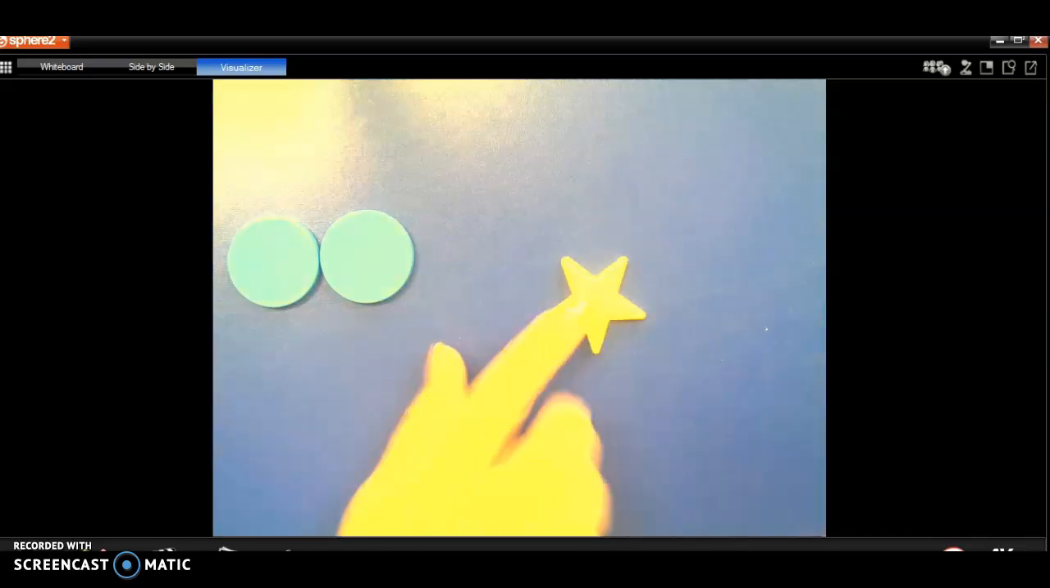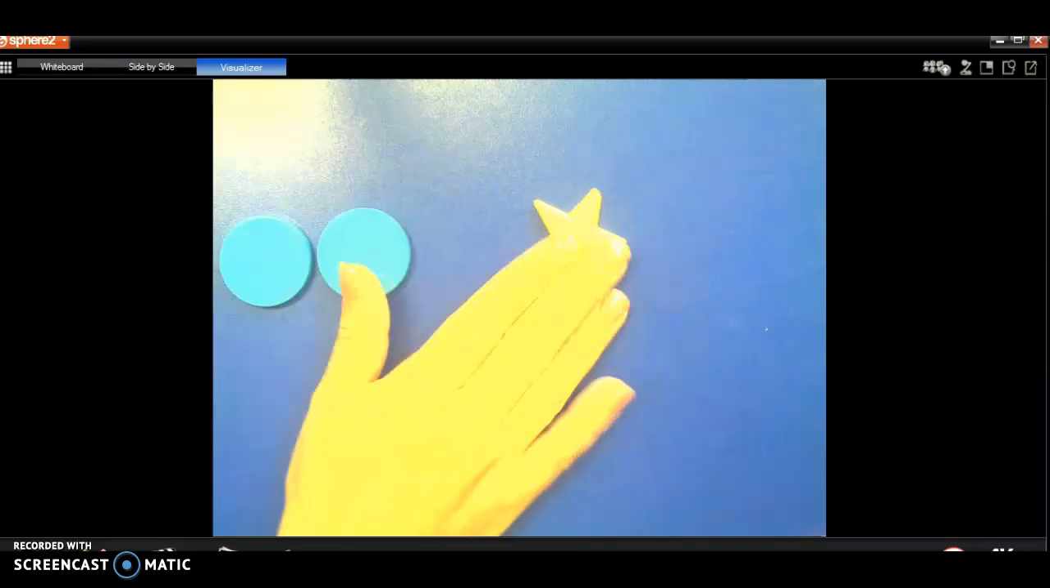So let's put that one away. What about this one? Do they look alike? Do they have the same attributes? Yes, those two are the same, so that's going to be one group right there. My next group, I'm going to choose the star. So this is one group, and this is going to be another group.